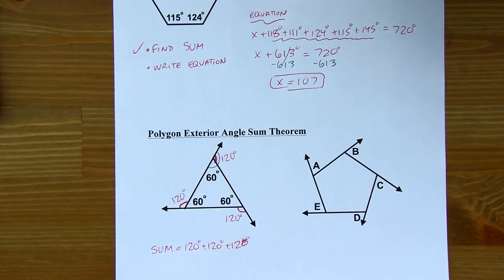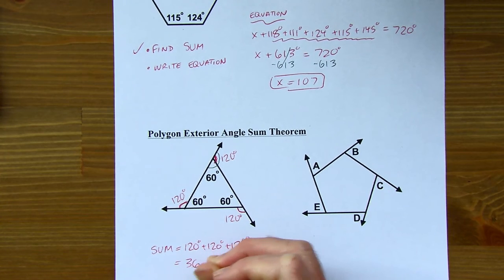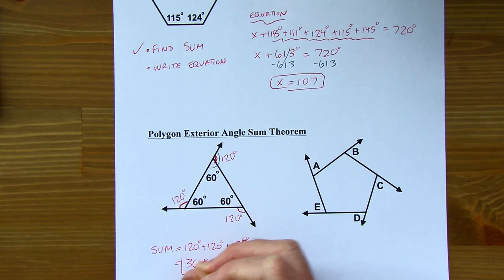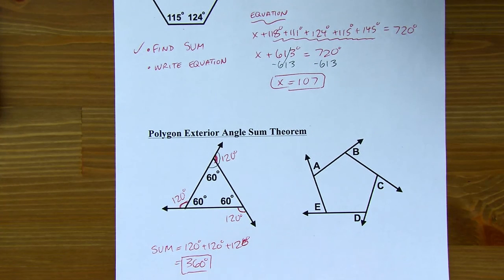Oops, I was supposed to say 120. I'm going to get 360 degrees. Hey, that's one of my favorite numbers, 360, right? Especially when we're talking about degrees. Pretty famous number.